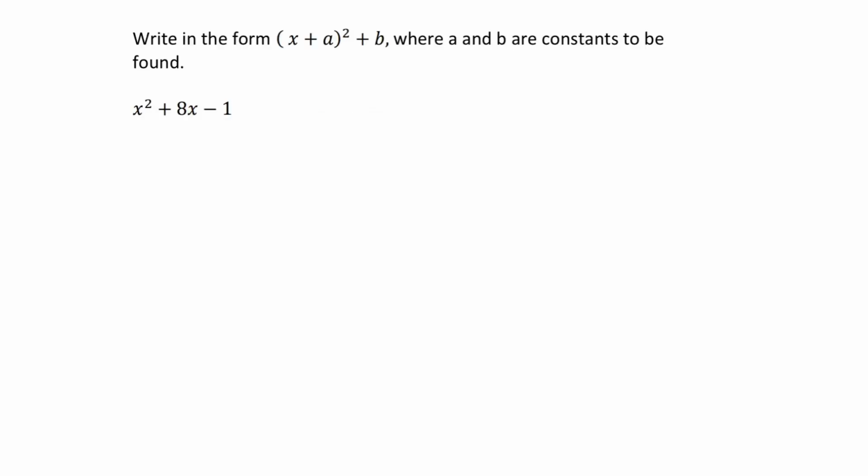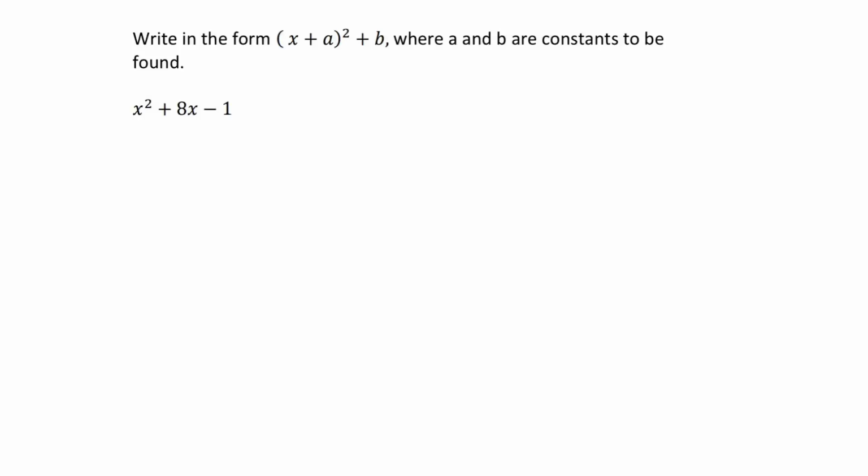Let's start. In this question we have been given a quadratic equation and we are asked to write it in the form (x + a)² + b. Here, to do so, we will have to do completing the square. The method I'm showing you now is applicable when the coefficient of x² is 1.